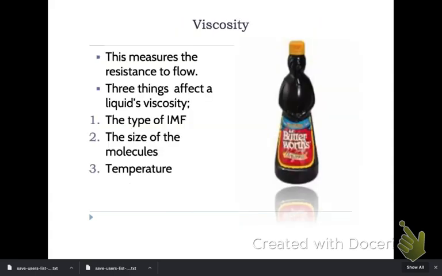So we're going to look at the resistance to flow, and that's called viscosity. Thick liquids, we usually say, have high viscosity or are viscous. We have three things that can influence your resistance to flow. The first one is the type of IMF. The more IMF you have, the less fluid you will be, the more viscous you'll be. So remember, we're resisting flow. Lots of IMF holds you together, doesn't let you flow, and that would be a factor that affects your viscosity. The second one is the size of the molecules.